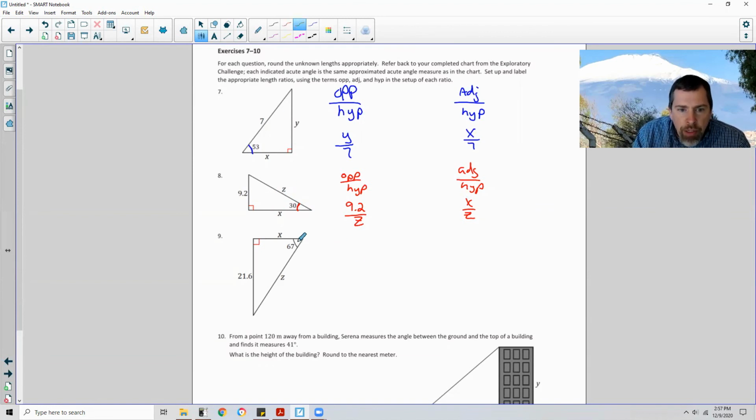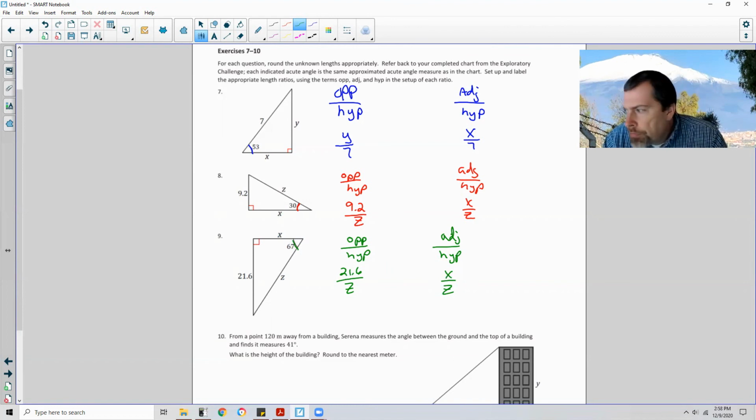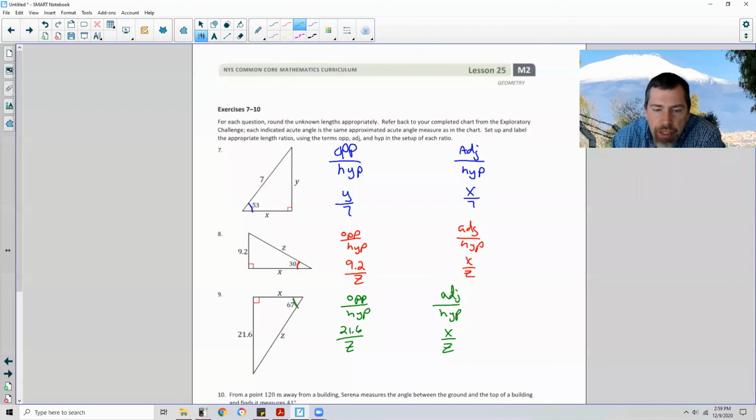All right, and the last one, my reference angle is a 67-degree angle, and if I'm looking for opposite over hypotenuse, then the opposite is 21.6, and the hypotenuse is z. And if looking for adjacent over hypotenuse, then that's going to give me x over z. Okay, now that I've set all those up, now we're going to solve these. So I just wanted to set them all up first.